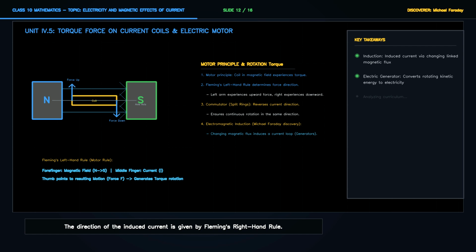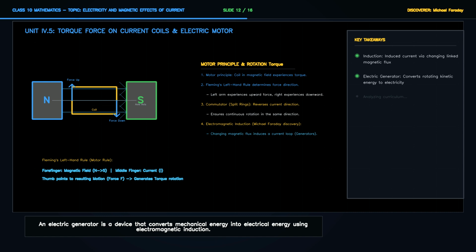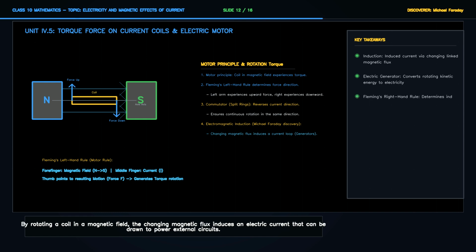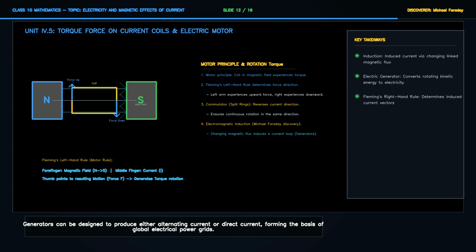An electric generator is a device that converts mechanical energy into electrical energy using electromagnetic induction. By rotating a coil in a magnetic field, the changing magnetic flux induces an electric current that can be drawn to power external circuits. Generators can be designed to produce either alternating current or direct current, forming the basis of global electrical power grids.